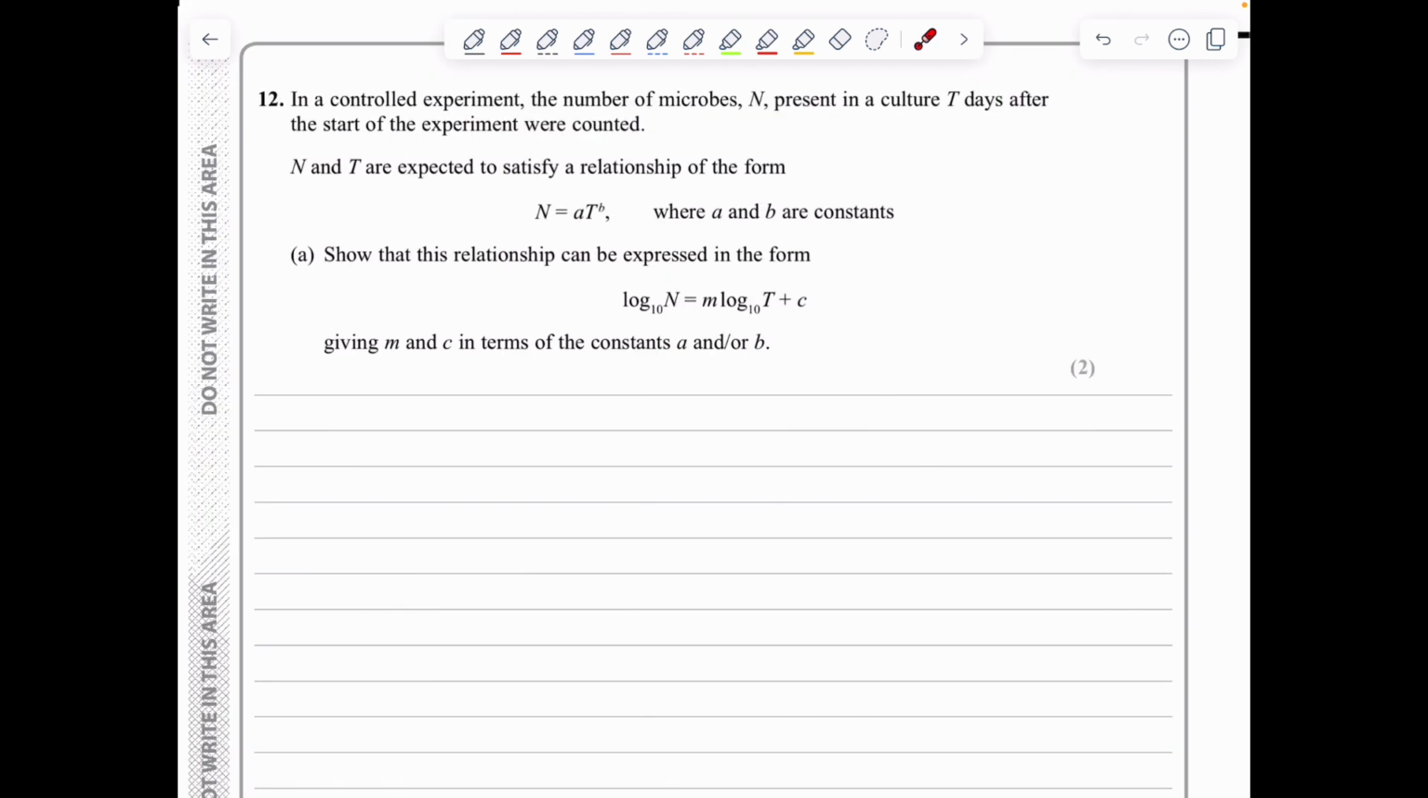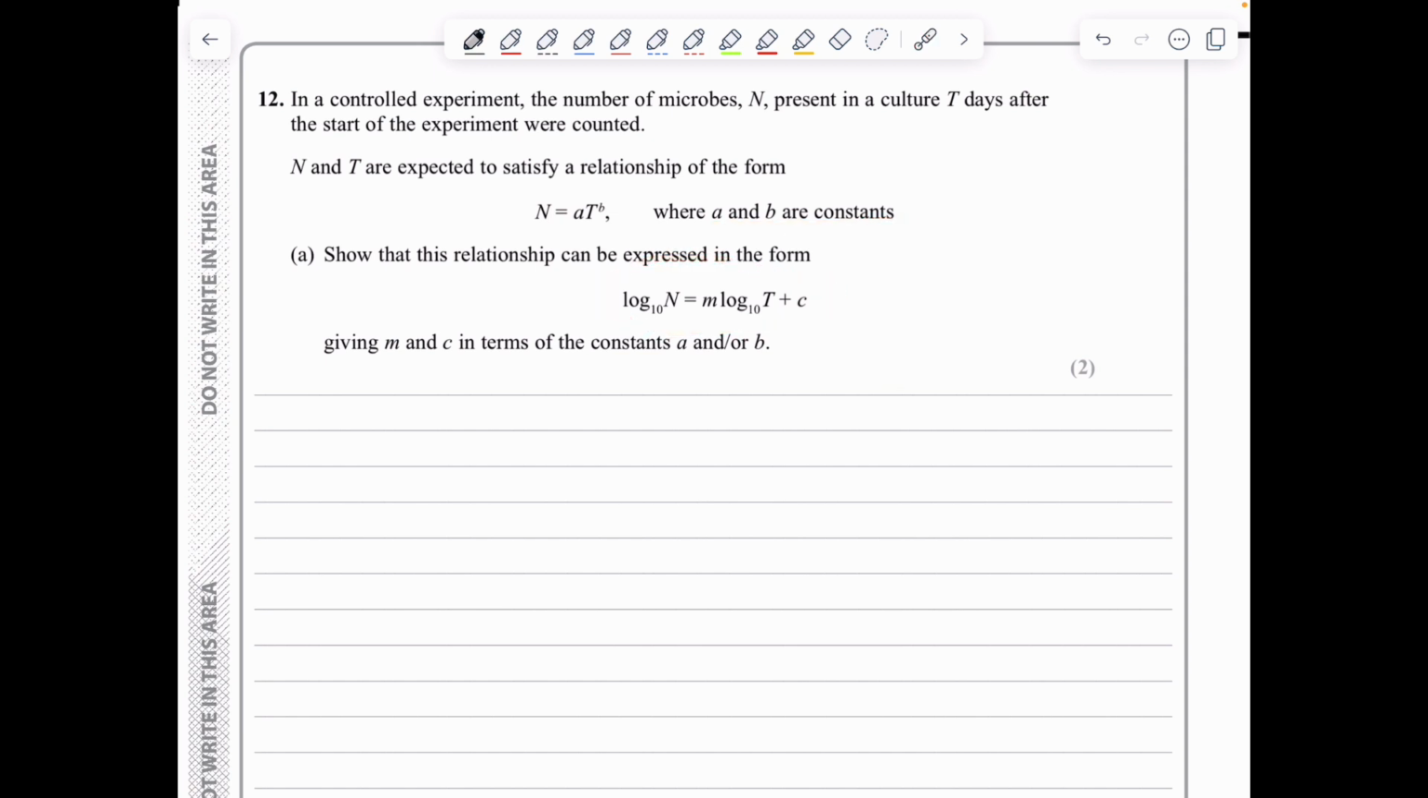In 12, we've got a control experiment where the number of microbes, capital N, present capital T days after the start of the experiment were counted. We know that the model is of the form capital N is A, capital T to the B, for A and B being constants. And we need to show that this relationship can be expressed in this form.